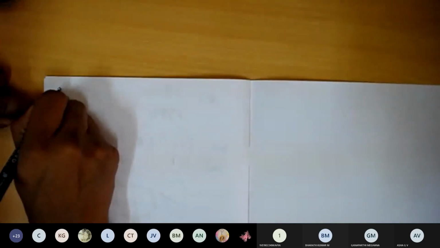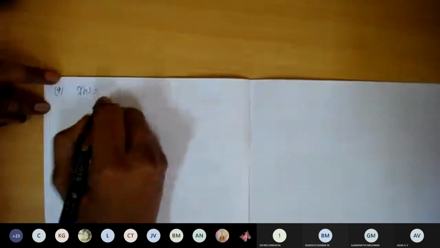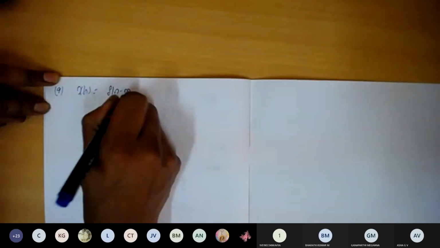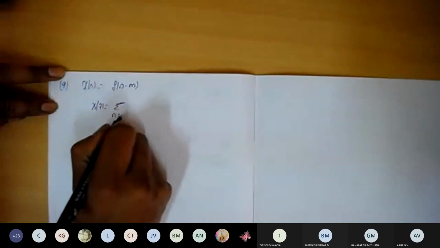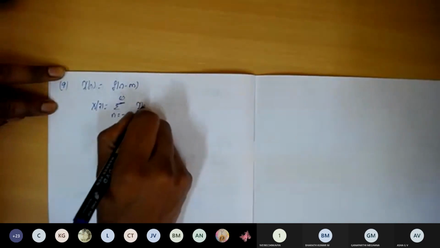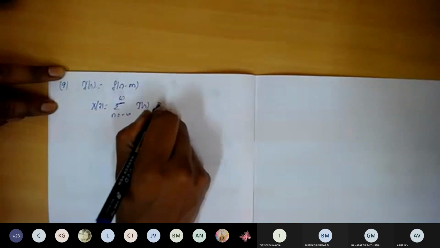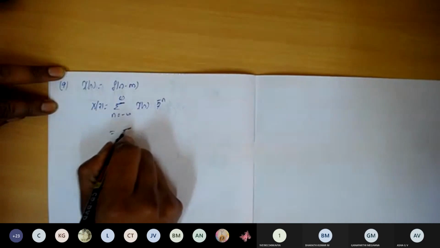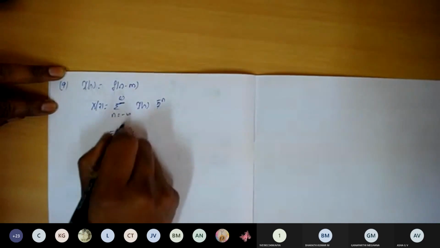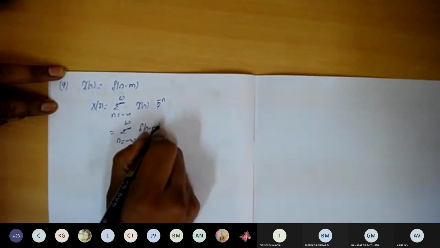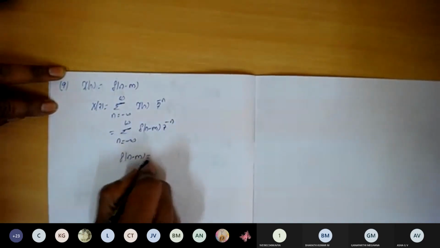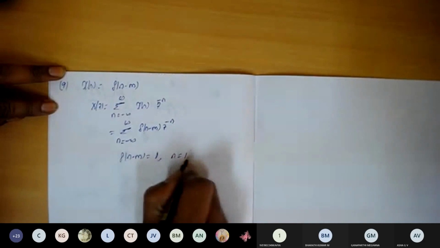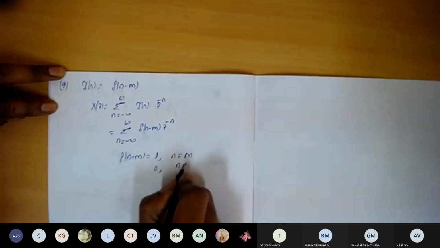We will take problem number 9. x of n is equal to the shifted version, delta of n minus m. So X of z is equal to summation n is equal to minus infinity to plus infinity, I am writing the generalized formula, x of n into z to the power of minus n. In place of x of n, we can substitute delta of n minus m into z to the power of minus n. We know delta of n minus m is equal to 1 at n is equal to m, and 0 for n not equal to m.